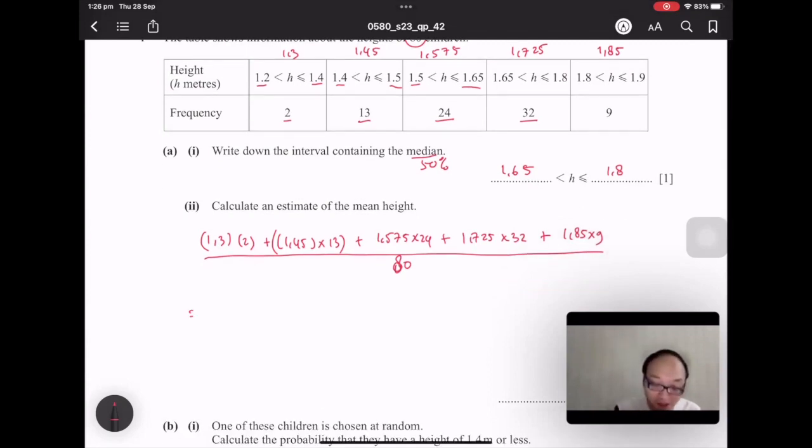So this equals to 1.3 times 2 plus 1.45 times 13 plus 1.575 times 24 plus 1.725 times 32 plus 1.85 times 9, and then divided by 80. So this is 1.63875.